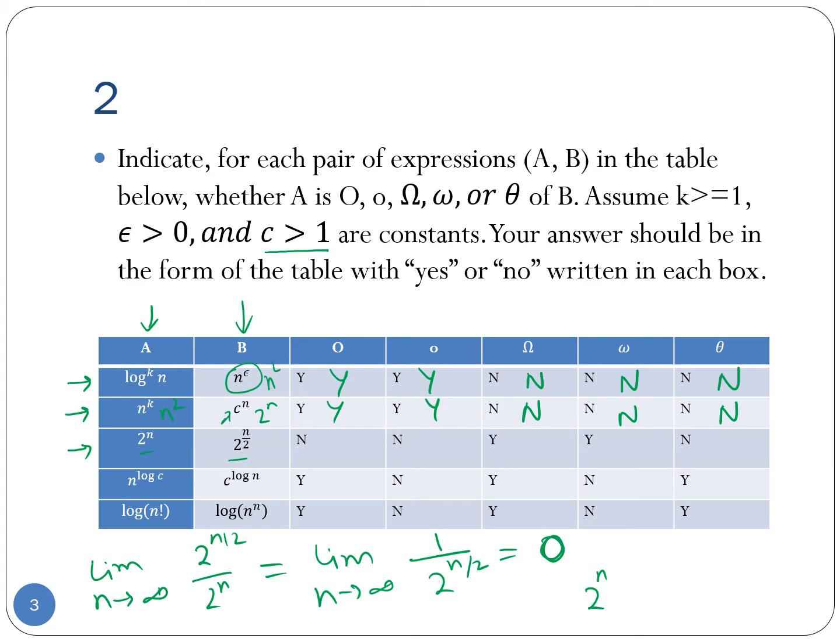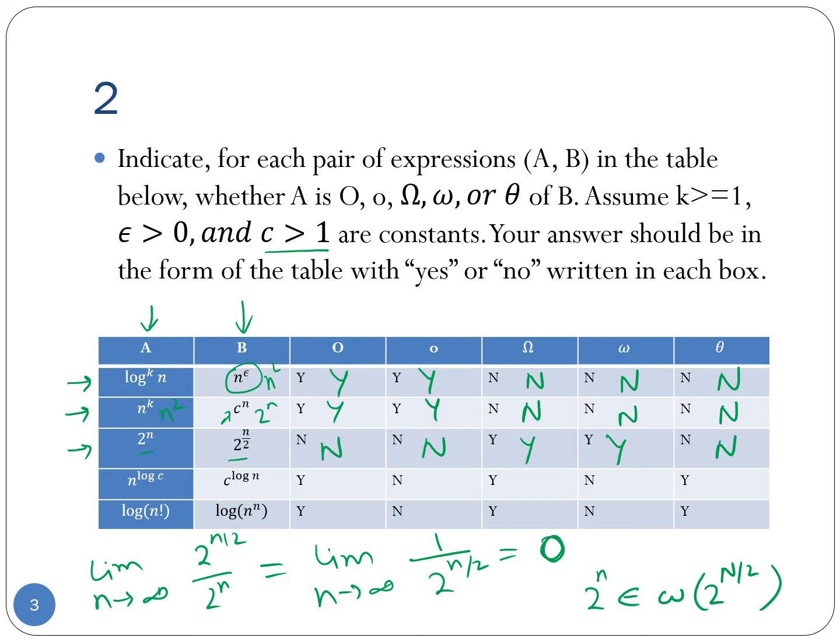So basically 2 to the power n is little omega of 2 to the power n by 2. Okay, so that's what is shown here. So this is going to be little omega, and because it is little omega, it has to be a big omega as well. Now because it is little omega and big omega, it cannot be big O, it cannot be little o, and obviously it cannot be theta.